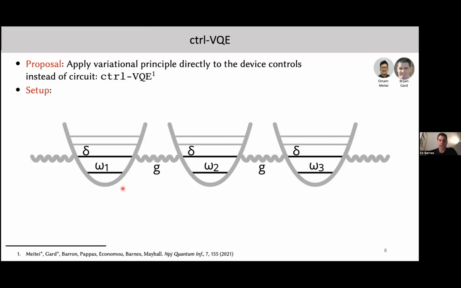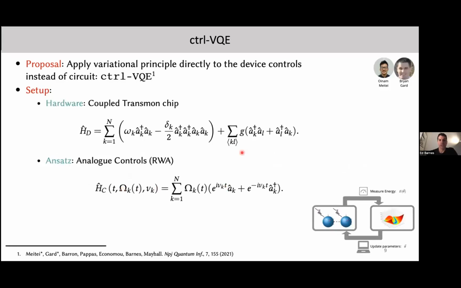But given some hardware like this, some set of qubits, some connectivities, we also have to introduce the way in which we're driving the qubits. So here I'm assuming analog controls and the rotating wave approximation just for concreteness. So we're applying a pulse, a single tone in this case, to each qubit, and there's going to be some amplitude that describes the waveform and some frequency.